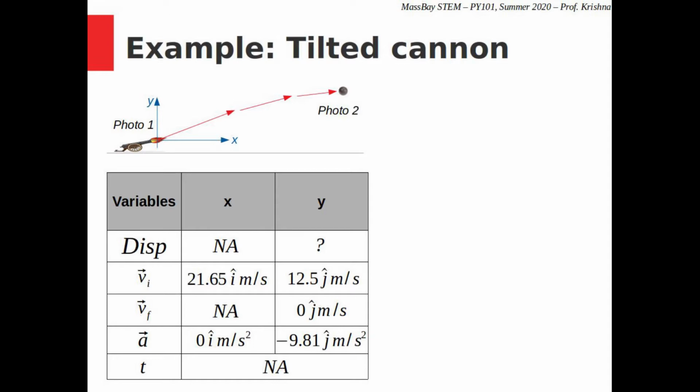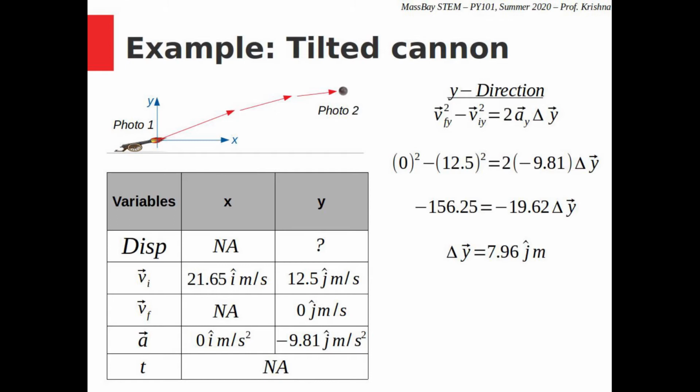And there's one final piece of information that is implicit. In 1D kinematics, at the peak of motion, the object has to change direction, which means at the peak, the vertical velocity is 0. We now have three pieces of information in the y direction. We can solve for the peak height using toolbox equation 4. It works out to 7.96 j hat meters. That is, the maximum height of the cannonball is 7.96 meters above its initial height. That's what this puzzle was asking for.